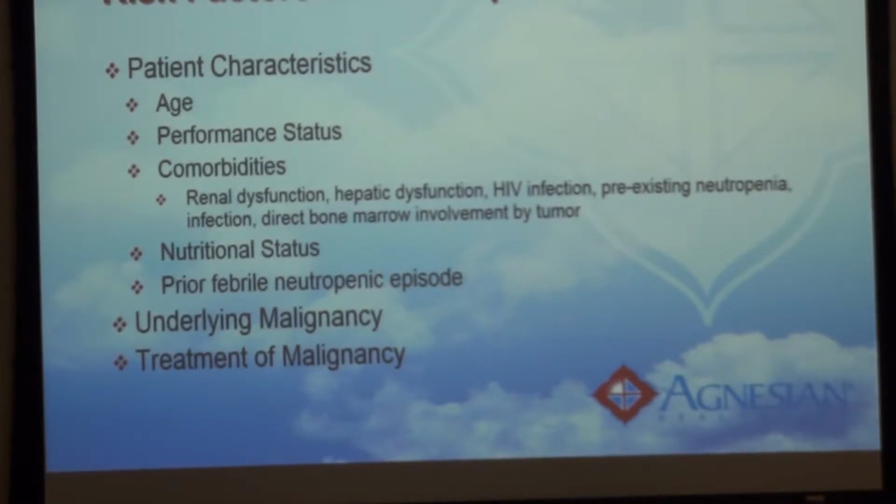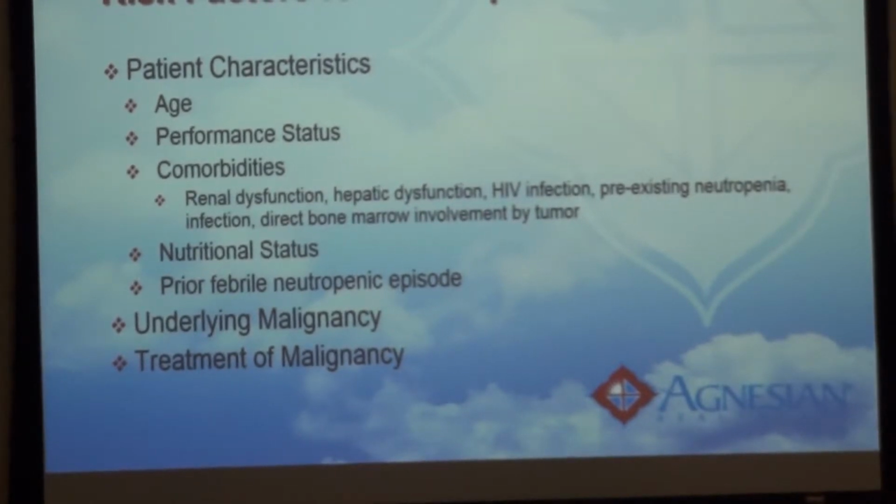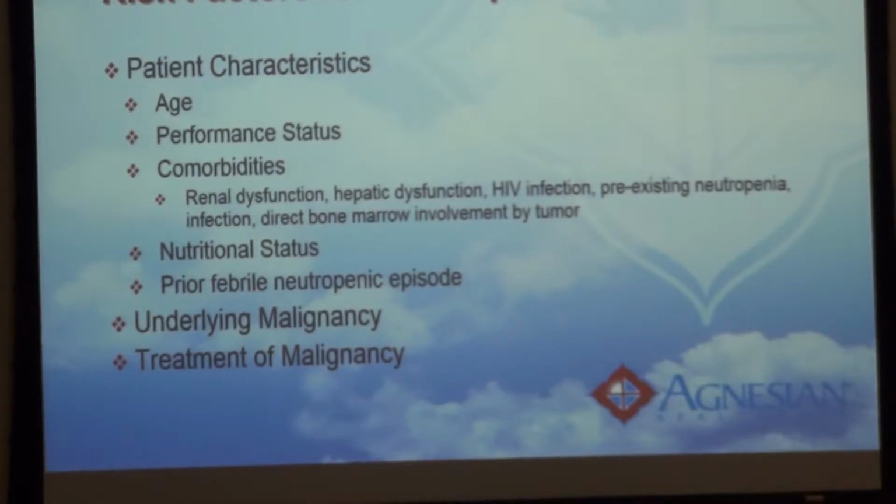Comorbidities: if you have renal dysfunction, hepatic dysfunction, pre-existing autoimmune diseases, or direct bone marrow involvement, you're more likely to develop neutropenic fever as a cancer patient. If you have a low pre-albumin or albumin, you're at a higher risk, and if you've had previous neutropenic episodes. If you've had febrile neutropenia, you're at about a 75% chance for it to happen again. That's why it's really important that we reevaluate after every cycle to ensure that we're optimizing therapy.